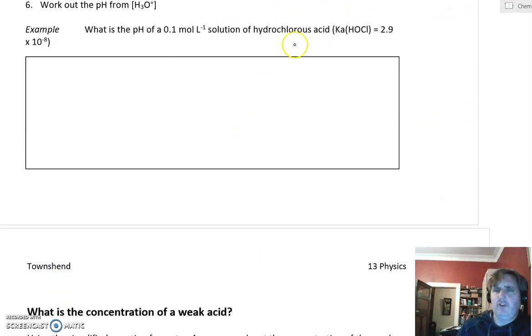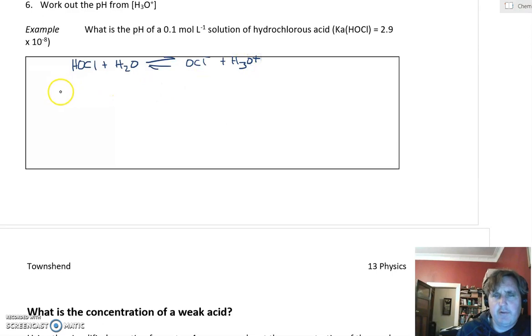So here's a concentration of hydrochloric acid. Okay, so the very first thing I would do with this is I would write an equation, the dynamic equilibrium of this with water. Okay, so this is our weak acid. So it donates a proton. We get OCl- plus H3O+.